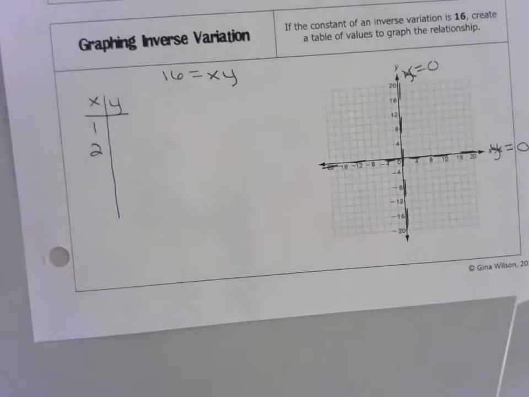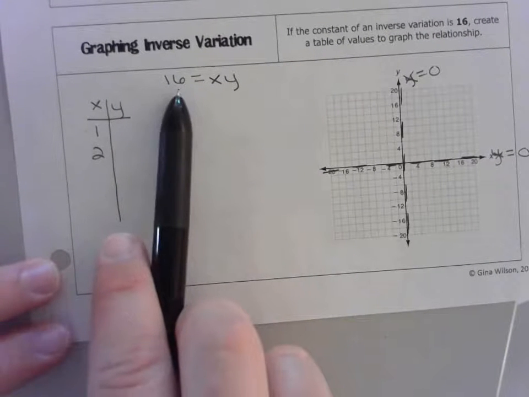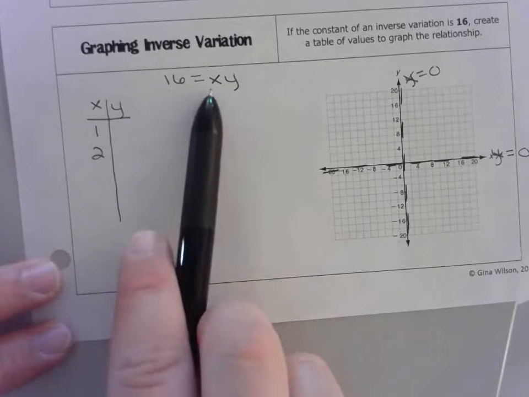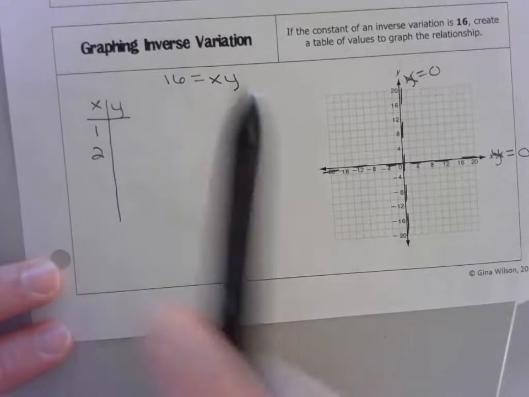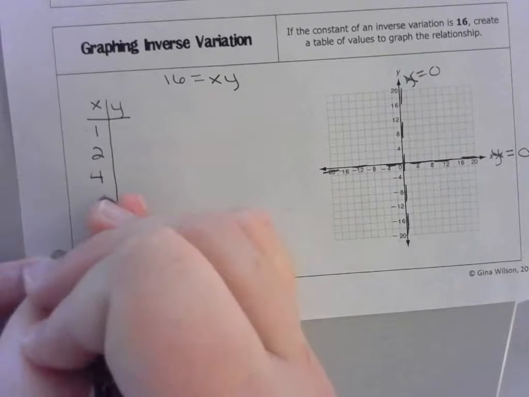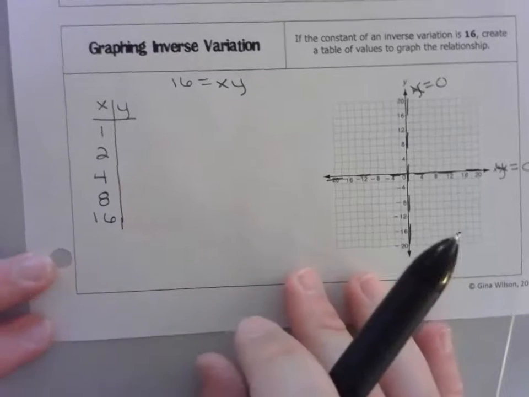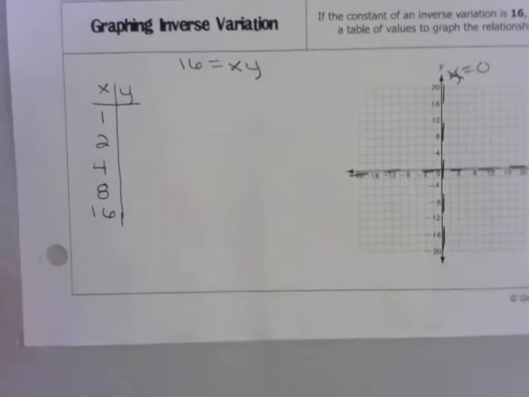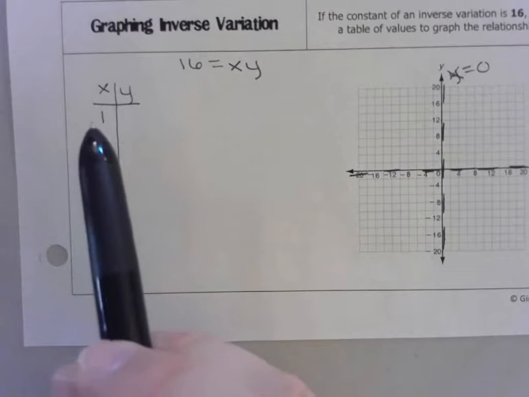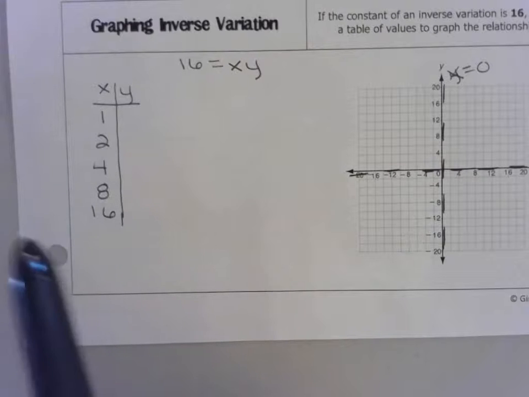Be careful, because I need to pick X values that multiply nicely to give me 16, since I have to take X times Y to give me 16. What's another number that multiplies nicely to get 16? 4. What's another one? 8. And another one would be 16. So you want to pick nice numbers: 1, 2, 4, 8, and 16.